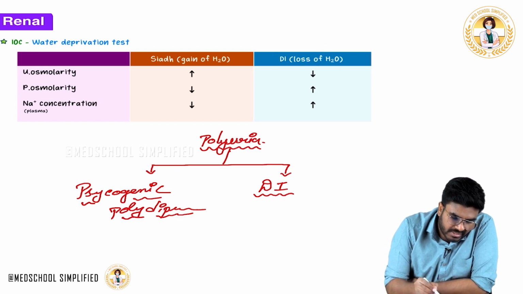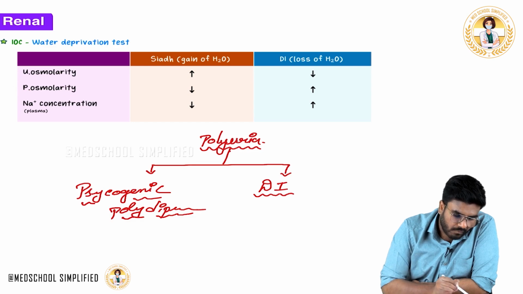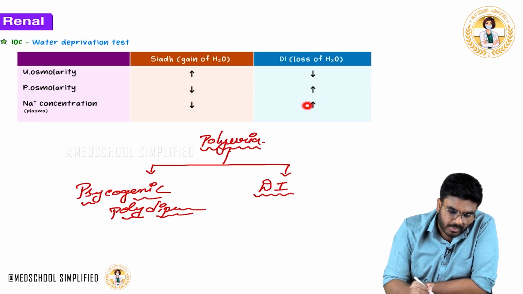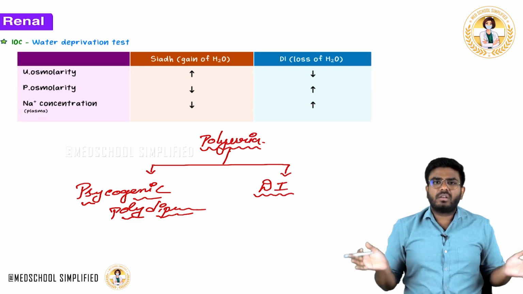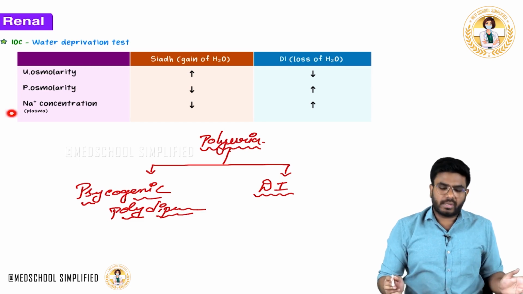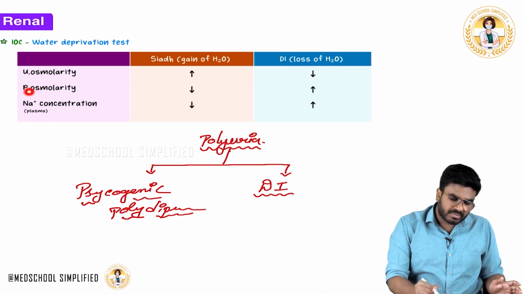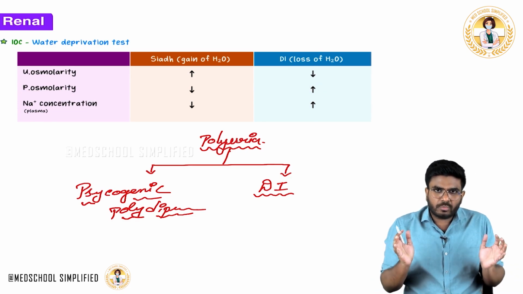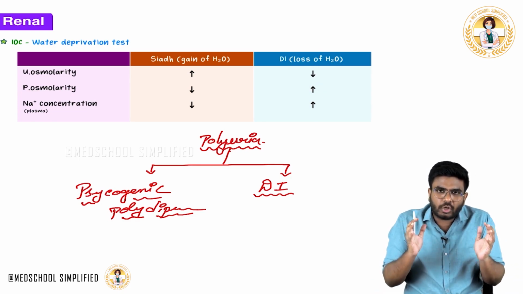Now see, in diabetes insipidus, what about the urine osmolarity? Urine osmolarity decreases. What about the plasma osmolarity? Plasma osmolarity increases. What about the sodium concentration in the plasma? Sodium concentration in the plasma increases. Why? Because of loss of water from the body, so sodium is getting concentrated in the plasma. Plasma is getting concentrated, blood volume shrinks.